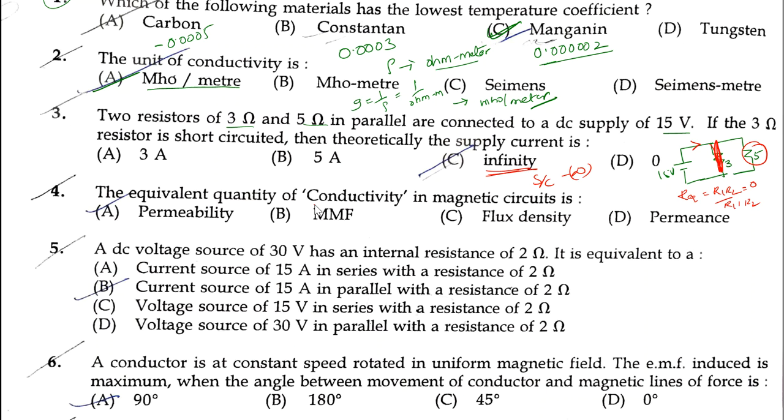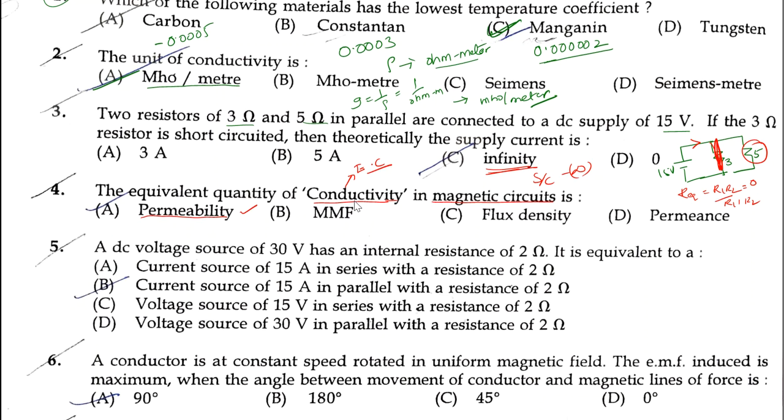Conductivity belongs to electrical circuits, and we are comparing with magnetic circuits. So in magnetic circuits, the equivalent of conductivity is permeability. What does conductivity do? If a material has high conductivity, it allows that much current, that much free electrons inside it. Similarly, permeability means the material allows the maximum number of flux lines. So permeability is the right answer.